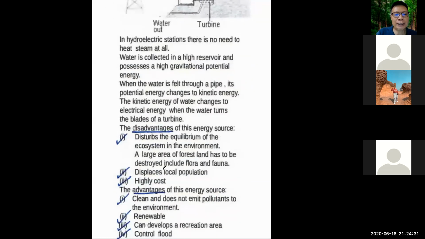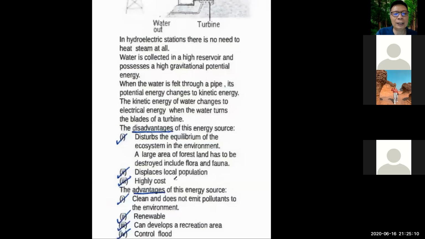Second, displaces local population. I told you just now, right? When they want to build the dam, there are many kampung in Terengganu. They ask the kampung people to shift. They give you a little bit of money, and you cannot stay in this kampung anymore. They tell you that in 3 months' time, the water will cover up the whole kampung, so all the people have to shift. They give you about 10,000 ringgit to go and find a house yourself. That one is called displaces local population.